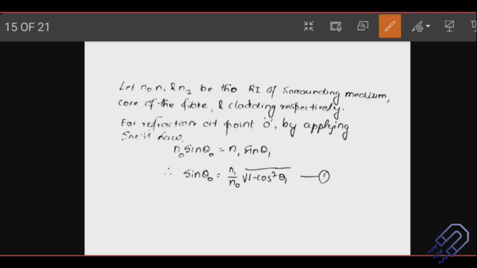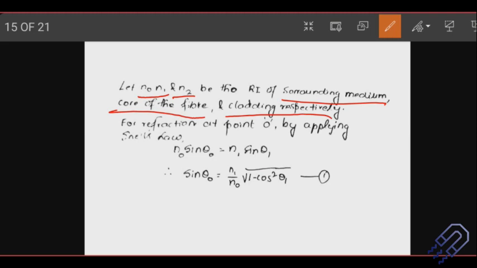So what we see here is that there are three refractive indices involved. The first is the surface or the medium from which the light is getting incident. The second refractive index will be nothing but that of the core, and the third refractive index will be that of the cladding. Okay, so it's the surrounding medium, the core of the fiber and the cladding respectively.